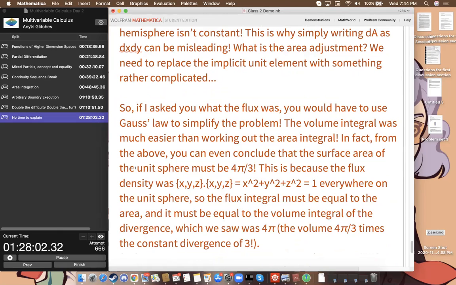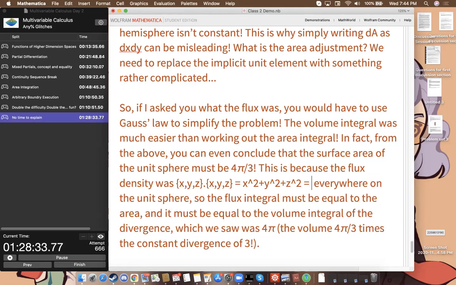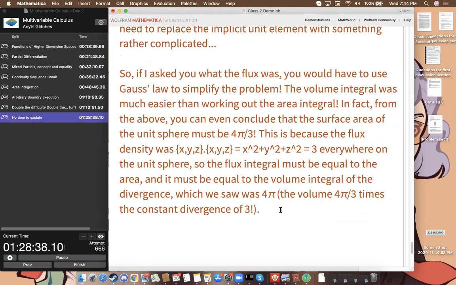And in fact, from the above, this would be one of the ways you could actually calculate the surface area of a sphere, because you could work out that the dot product across that sphere would always be 1. And so the dot product, 1, times the area of the surface of that sphere needs to be 4 pi over 3. We can use that to get the surface area of the unit sphere. There actually shouldn't be a factor of... actually, no, there should be. The flux density here is 3 everywhere. That was my mistake. So you can use that to calculate the surface area of a sphere.